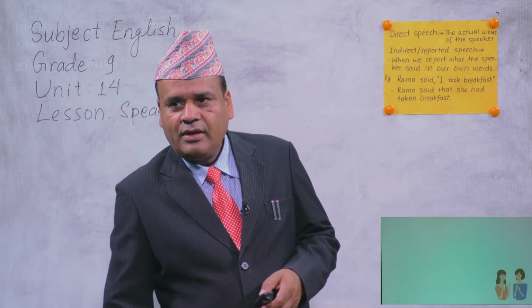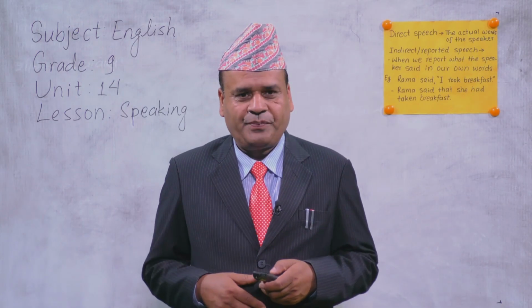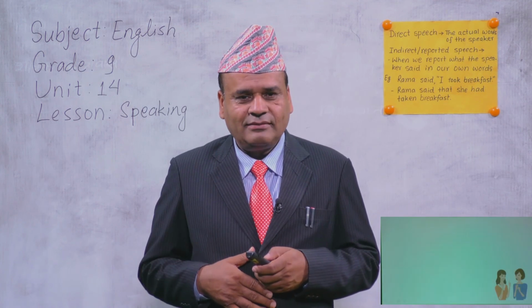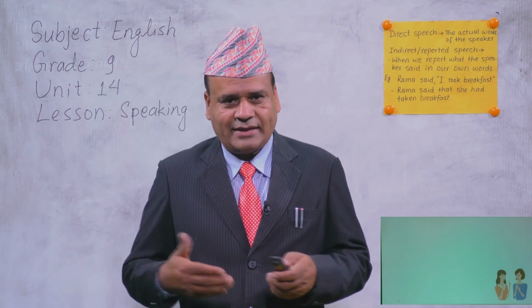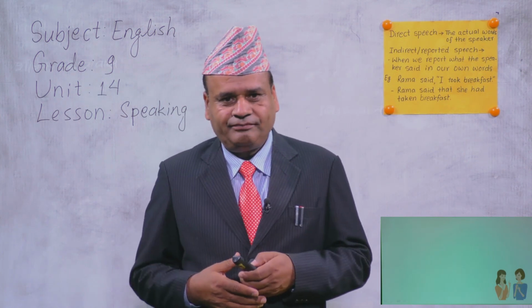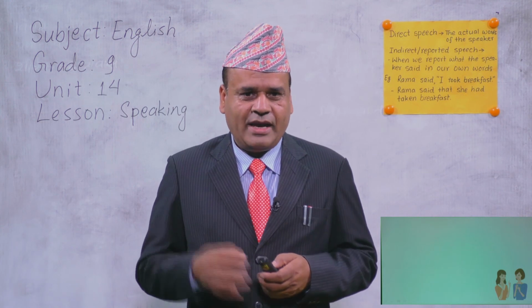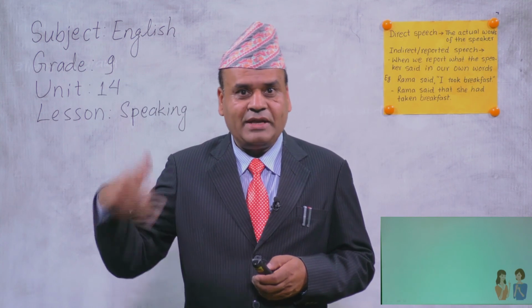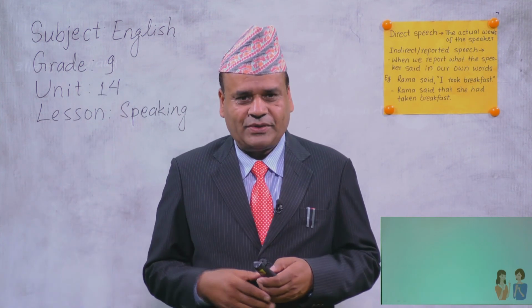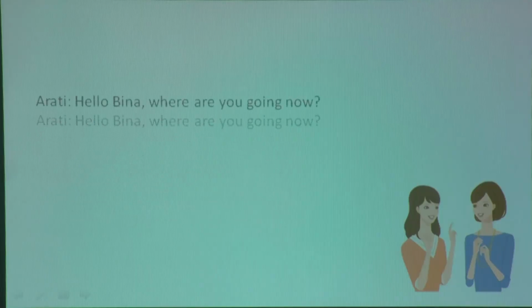Here now, there are two friends. One asks a question to another, and there is a kind of interaction, and we change that interaction into indirect speech. When they have interaction, that is direct speech. That is live interaction. That live speech, that is direct speech. And when it is reported, and when it is mentioned in the next situation, what happened there? So it becomes indirect. So let's see.